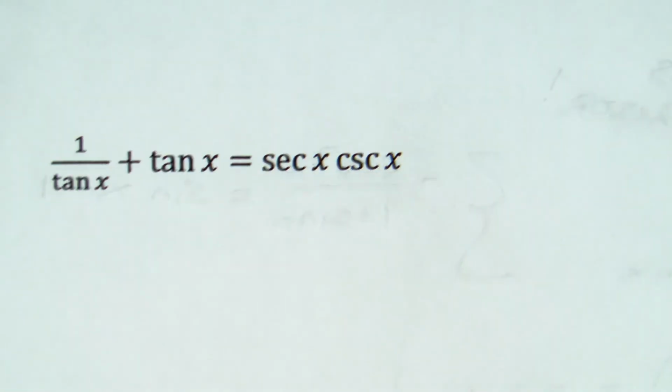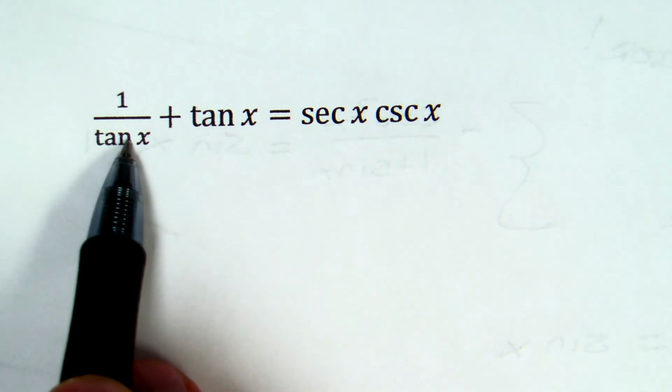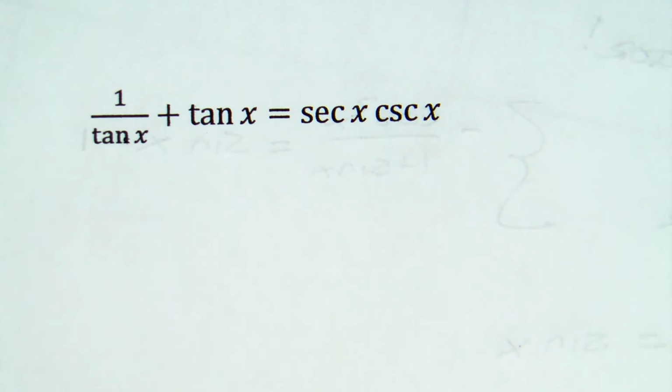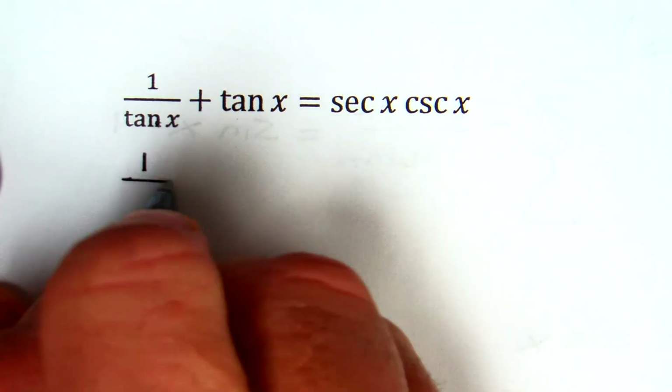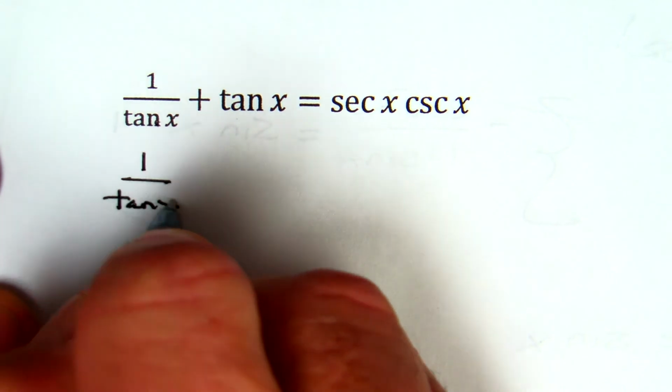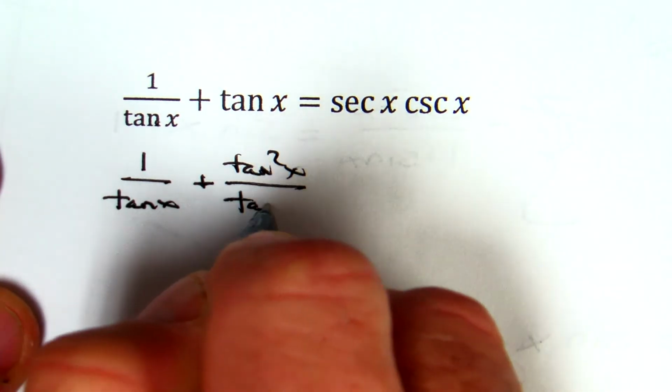I have 1 over tangent x plus tangent x equals secant x cosecant x. Again, there's different ways of writing this. You could take the 1 over tangent x and rewrite it as what? Cotangent x. Alright? Instead, I'm going to write it with a common denominator because we're working with fractions today. So this becomes 1 over tangent x plus tangent squared x over tangent x.